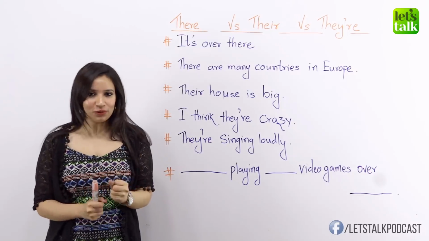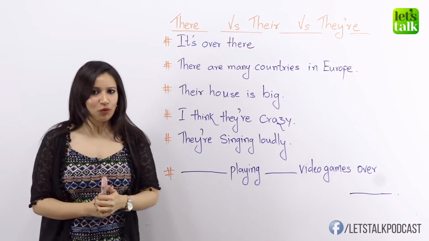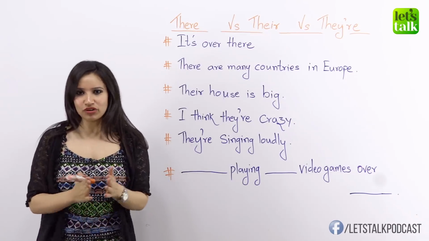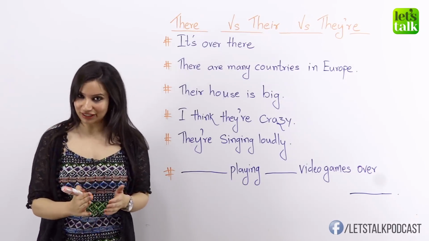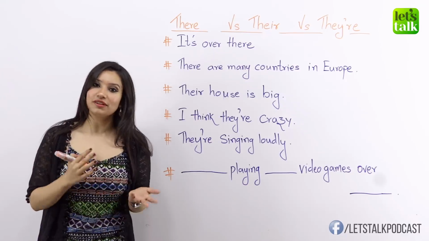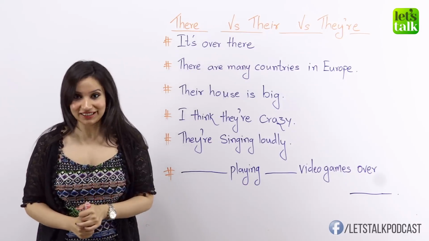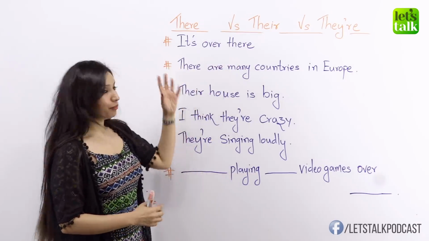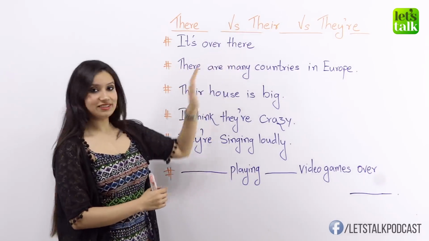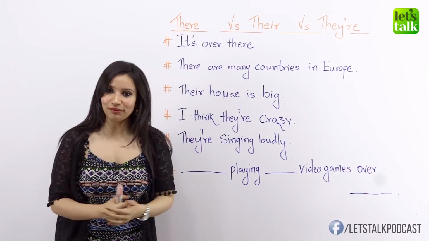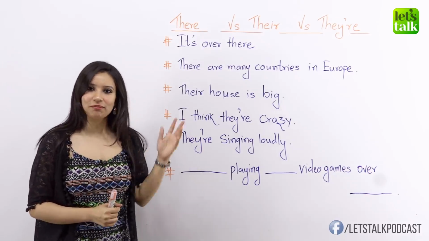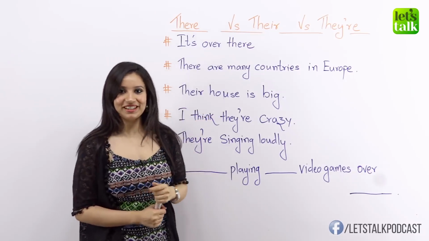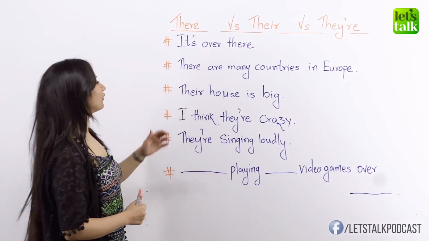Alright, so as I told you, these words are called homophones. So what are homophones? Homophones are words which have the same pronunciation but different spelling and different meanings. So we pronounce all of these as there, but they all have different spellings, as you can see, and very different meanings. So I'm going to share with you the meanings for all of these words with certain examples. Let's look at the first example on the board.